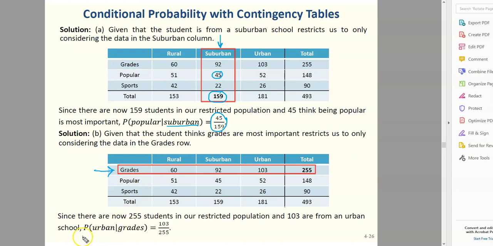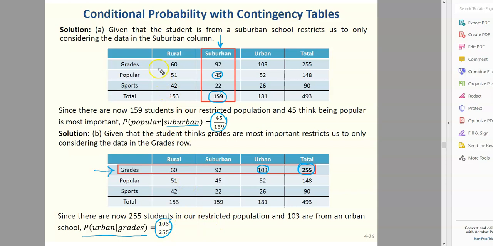So now we want to find the probability that the student is from an urban school, given that they think grades are most important. So we know that we are restricted to the grades row now. There were a total of 255 students who think grades are most important. And so the probability that the student was from an urban school district is then going to be 103 out of 255. And that is our answer.